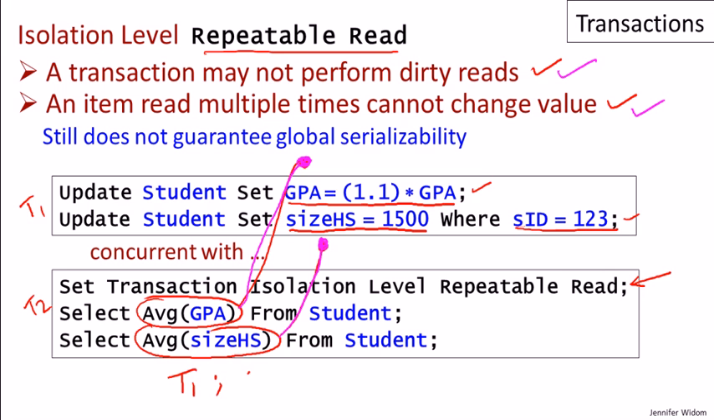We're not equivalent to T1 before T2 because, again, the first statement of T2 is going before T1, or seeing the state before T1, and we're not equivalent to T2 followed by T1 because the second statement of T2 is seeing the state after T1.